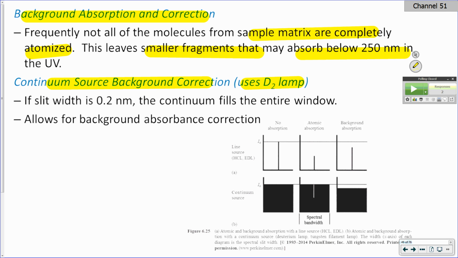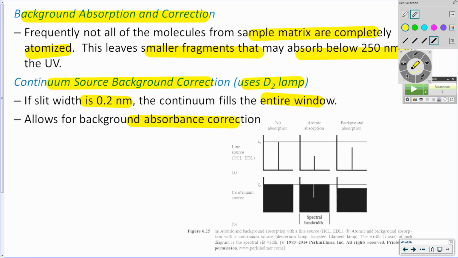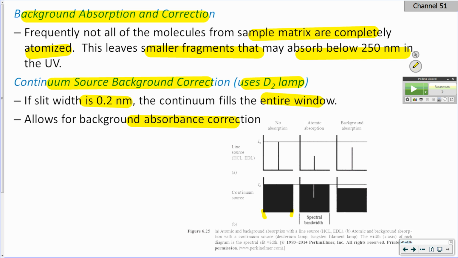So what happens if the slit width is set at 0.2 nanometers? The continuum from the background of a deuterium source fills the entire window, and it allows for a background correction. So let's follow what's going on. If you have a sample that doesn't absorb at all, this is the slit width that we see, and this is the signal actually from the atom.